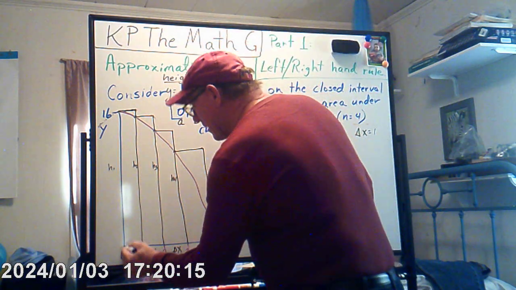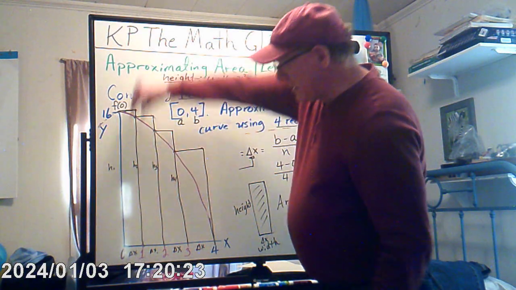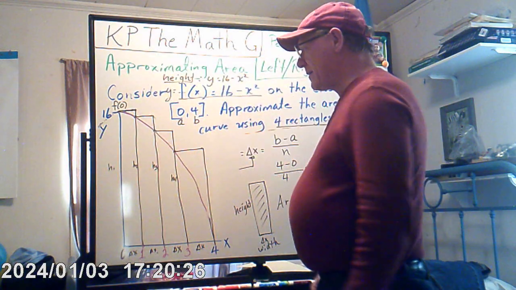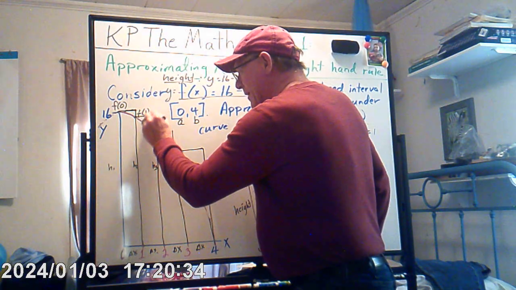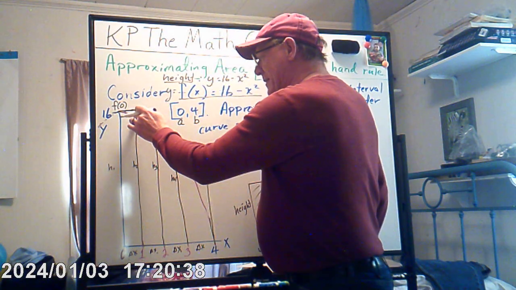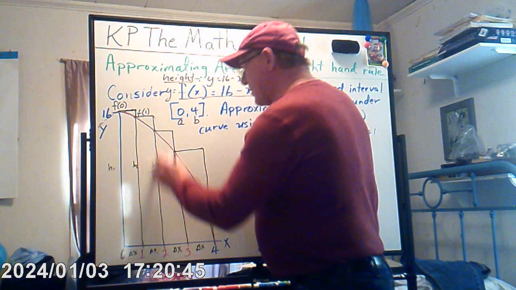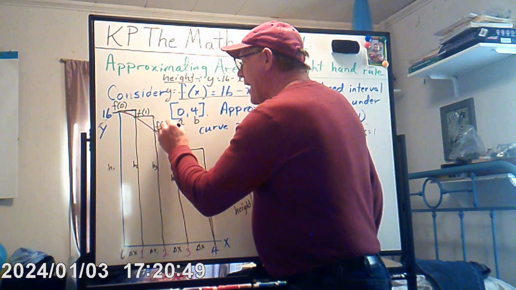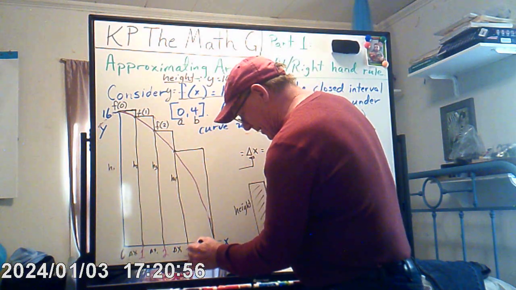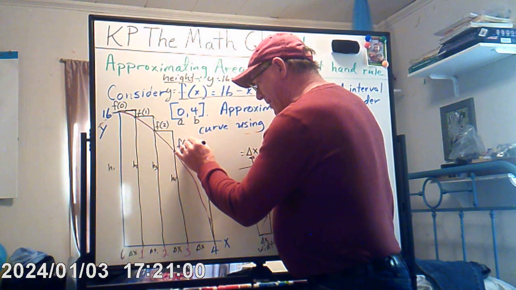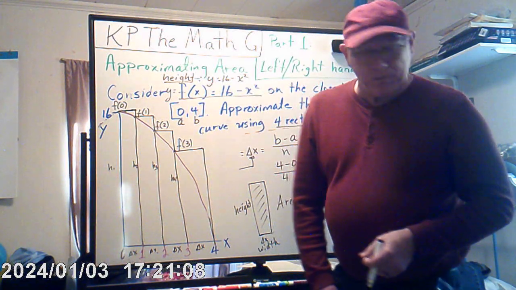Alright, so this is 0. So this point is f at 0. That's the height of this rectangle here. This is L at 1, where x is 1. This is 2, x is 2, which makes this point L at 2. This point right here is where x is 3, so this point is L at 3. These 4 heights, we're going to sum them up. We're going to add all of these up.